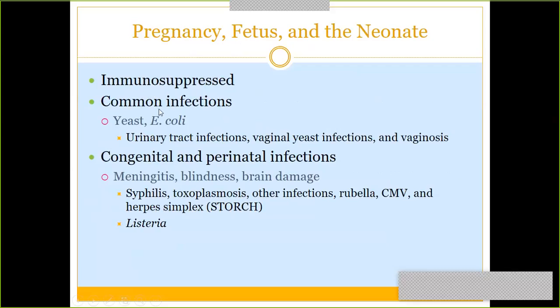So E. coli, UTIs, if you're pregnant, vaginal yeast infections all tend to be common. And then again, we've talked about neonatal meningitis with Strep agalactiae and Listeria monocytogenes. But there's lots of other things that can be passed congenitally to the baby. And they're kind of listed here.